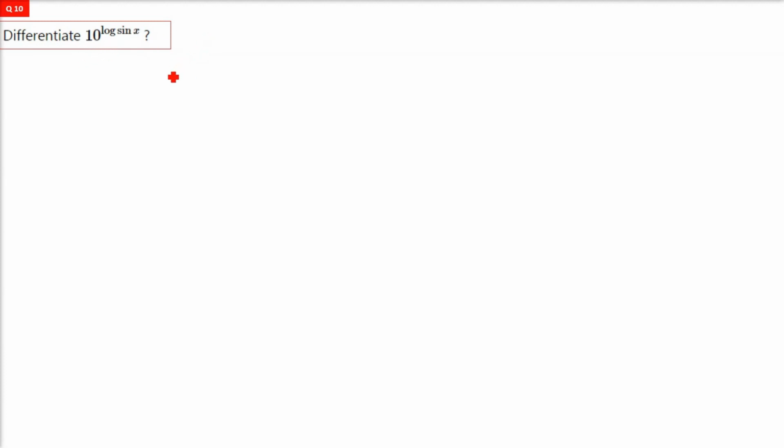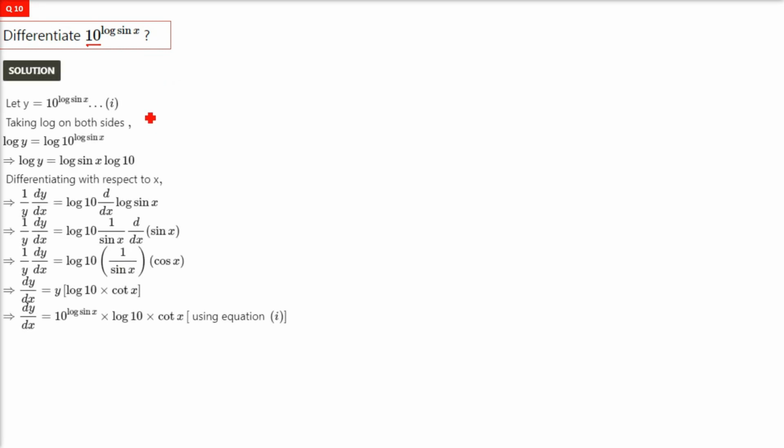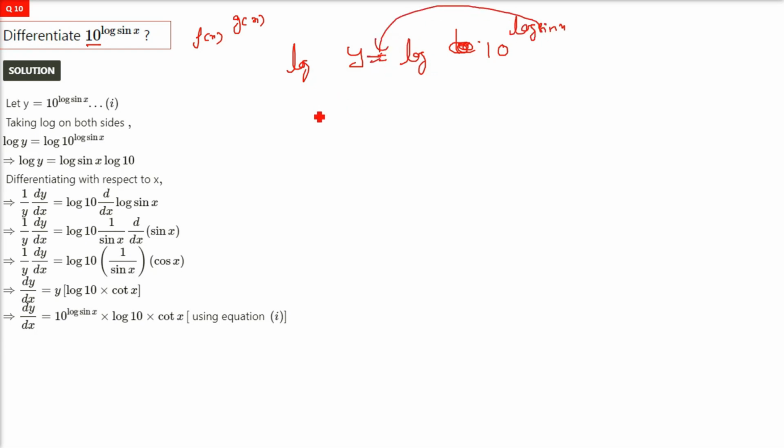10 to the power log sin x. 10 is constant. Okay. Now we will take log. I told you earlier when we started the exercise, f x to the power g x, when f x is a function of x, g x is a function of x, then we apply the log rule, that is logarithmic differentiation we do. But here we have 10 to the power log sin x, and without going via log, it will be difficult for us. So we'll have to take a log.